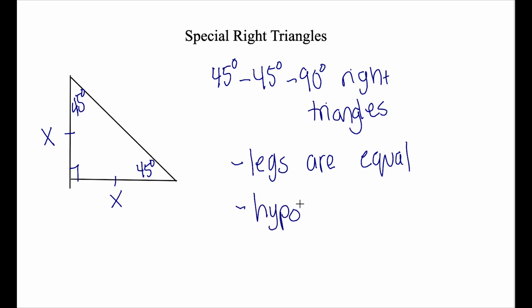The hypotenuse equals the side length of the leg multiplied by the square root of 2. So here I would take my x and I would multiply that by the square root of 2. So let's see what happens when we add some numbers here.